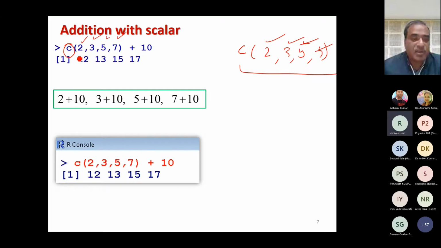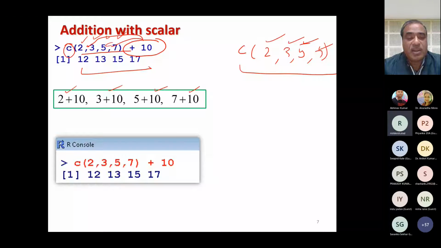So if I take this data vector 2, 3, 5, 7, and try to add a scalar to it, you can see that this scalar is added to every element: 2 plus 10, 3 plus 10, 5 plus 10, 7 plus 10. And so the outcome here is 12, 13, 15, 17. The main thing to keep in mind is that when you operate a scalar over a data vector, each of the elements in the data vector gets the same operation with respect to that scalar.